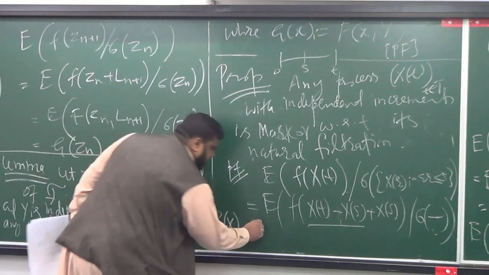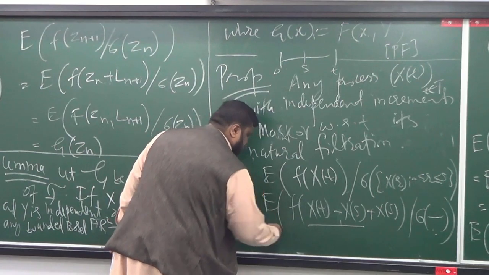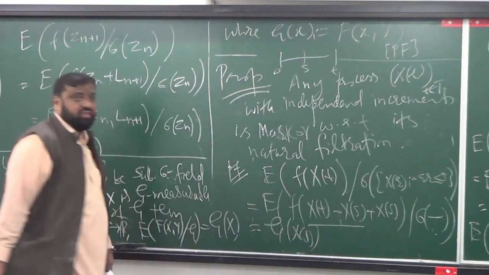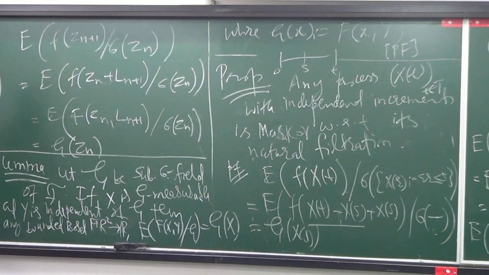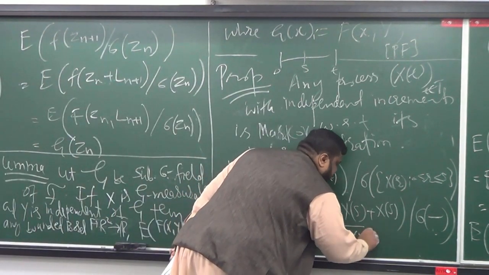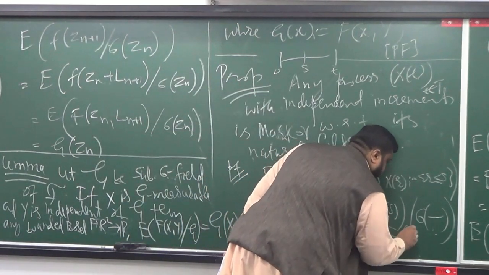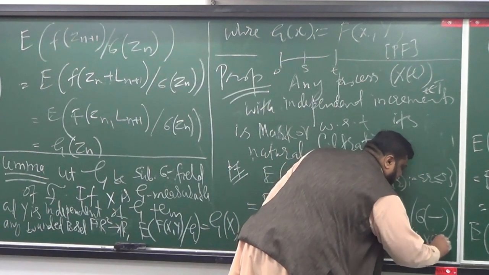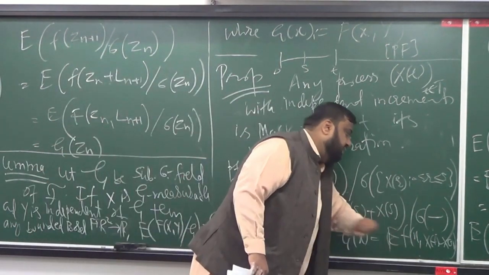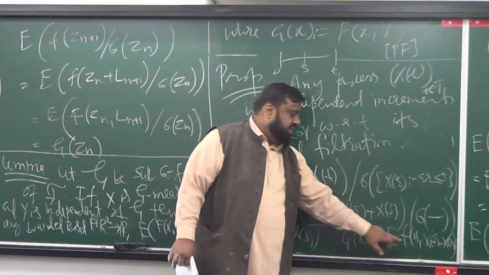I can do the same actually. So this would be the same as the expectation, I can say this would be the same as g of x of s, with the same notation, where g of x is the expected value of f of x and this increment. So we are fixing the second argument, and this x is an arbitrary fixed value.